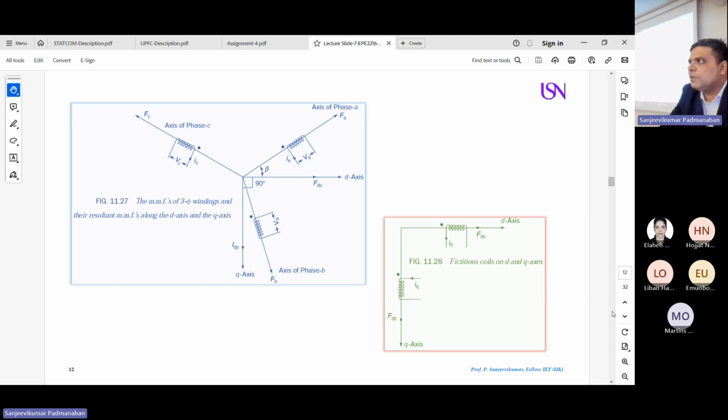Which are called D, Q, and 0. D controls your active power, Q controls your reactive power, and 0 controls the homopolar component or zero sequence component. Since we consider all our machines balanced, we don't look in textbooks for the zero sequence component, but in real time you will have a zero sequence component because no electrical machine or transmission line is absolutely balanced between three lines. There is a small deviation in their impedance, and this can create a zero sequence component.